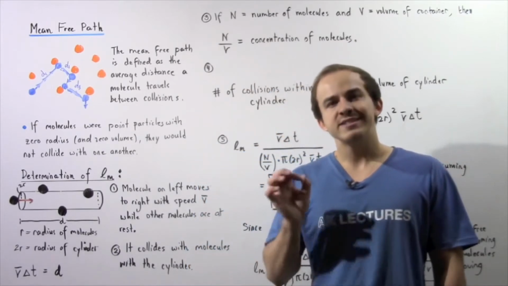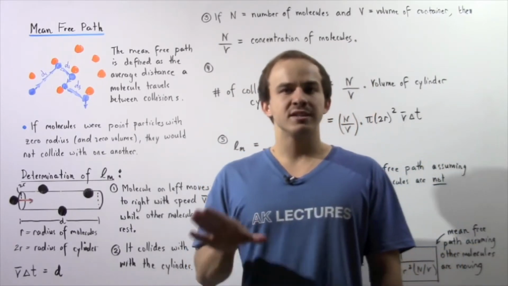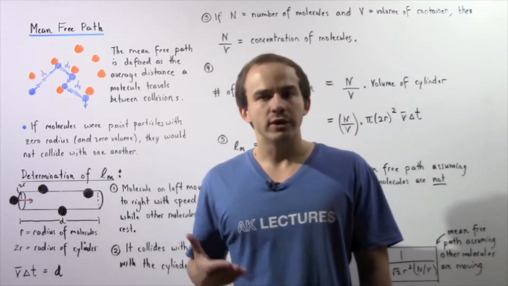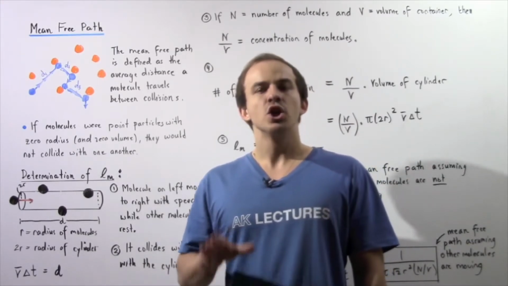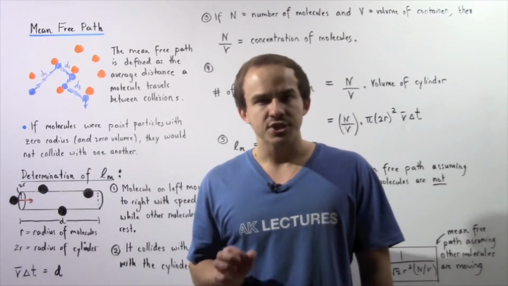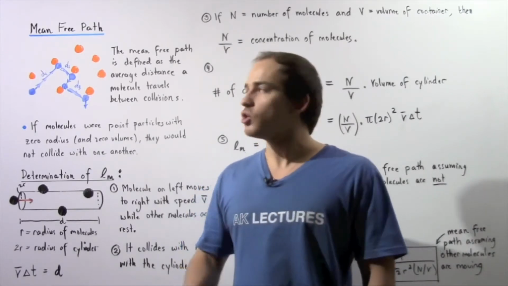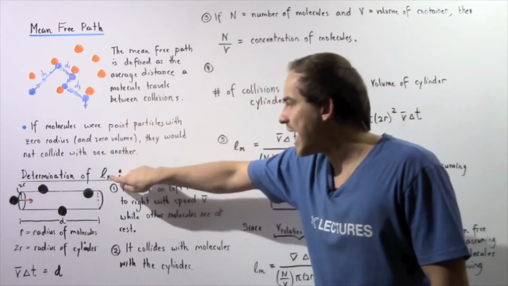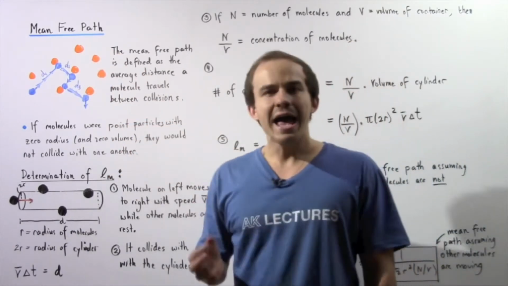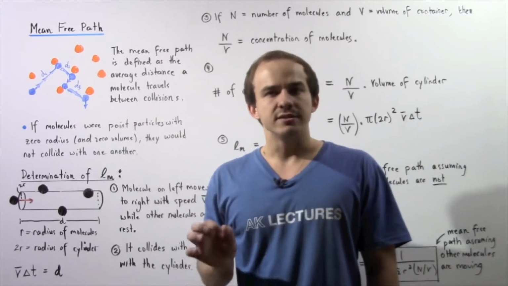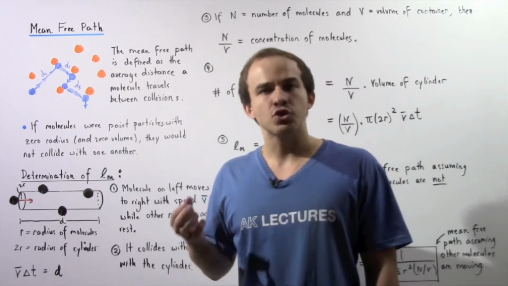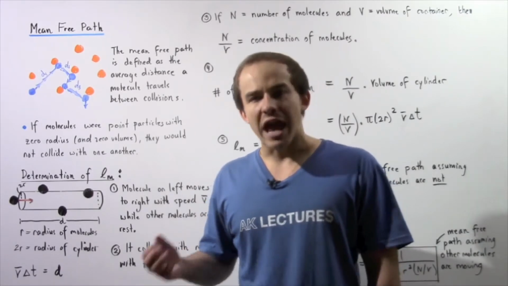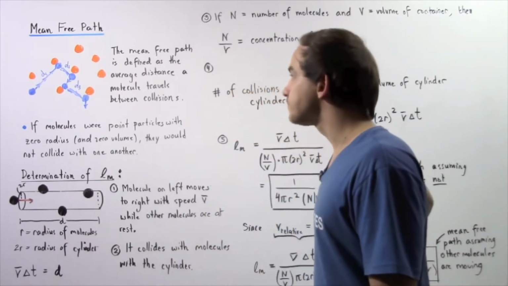But we know this is not actually true, because collisions on the subatomic level between two or more different molecules or atoms do in fact take place. And we define something called the mean free path, given by L with the m subscript, as the average distance that a molecule or atom travels before it makes a collision with another atom or molecule.